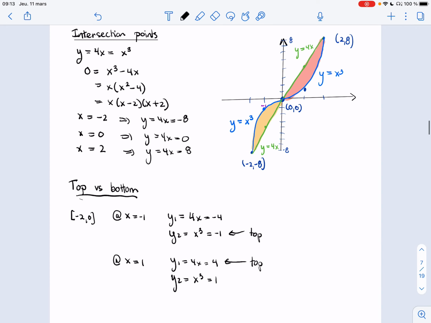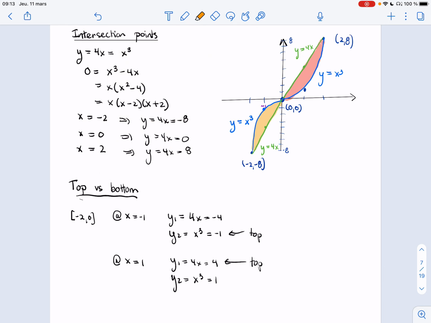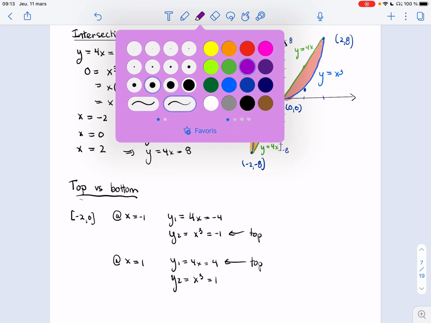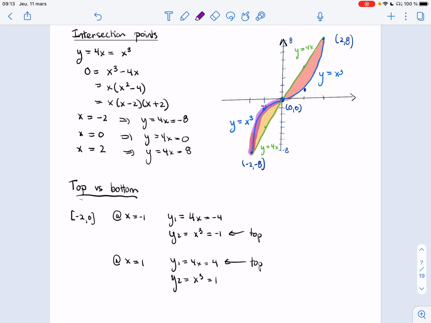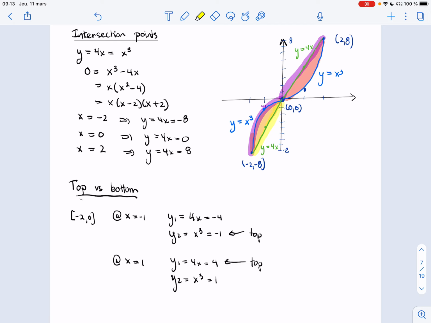All right, so looking at this region, you could see that if I'm trying to figure out what top is, sorry, it's a color we've already used. Let's use purple. So I would use the blue curve from -2 to 0. Then, I would use the green curve from 0 to 2. If I was looking for what bottom was, yellow I haven't used, I would use the green curve from -2 to 0, then I would switch to the blue curve here.